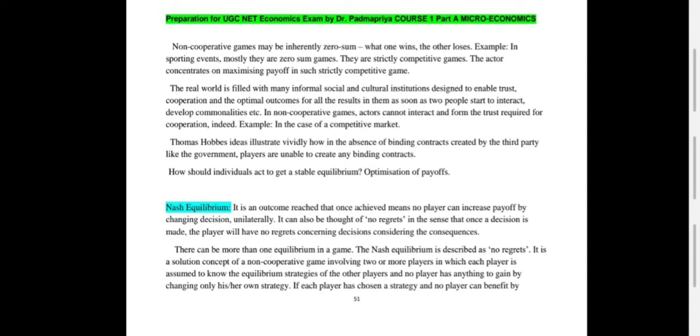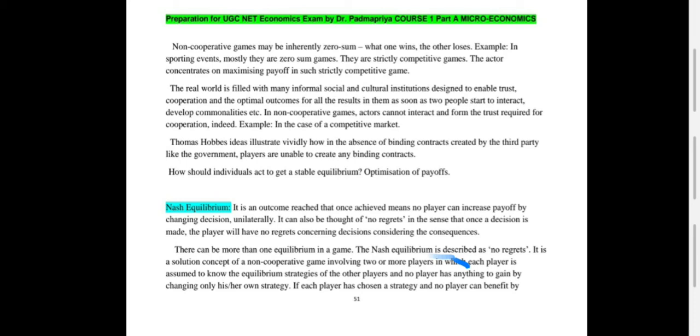The real world is filled with many informal, social and cultural institutions designed to enable trust, cooperation and optimal outcomes for all, as soon as two people start to interact, develop commonalities, etc. In non-cooperative games, actors cannot interact and form the trust required for cooperation. Example, in the case of a competitive market.